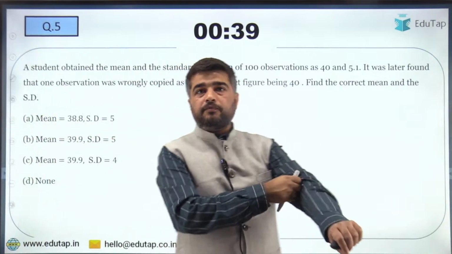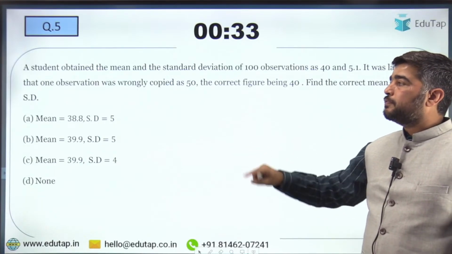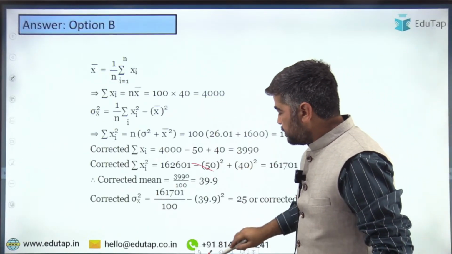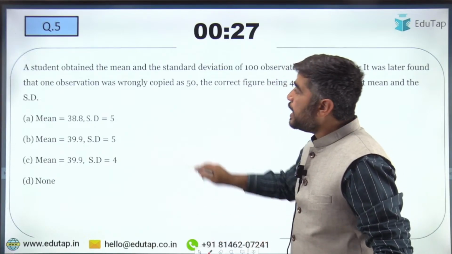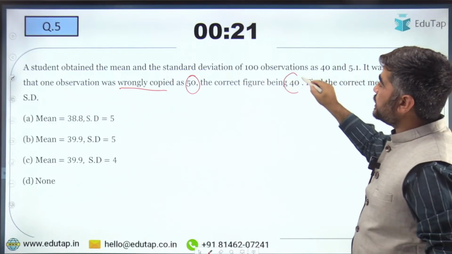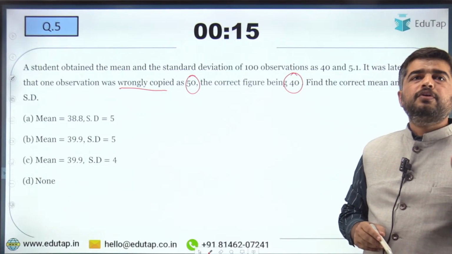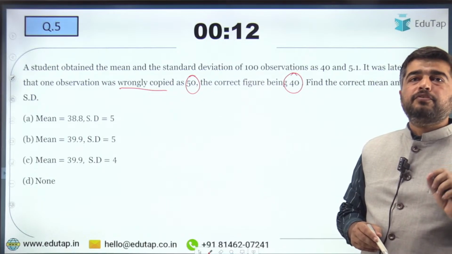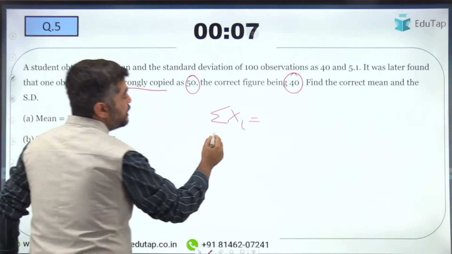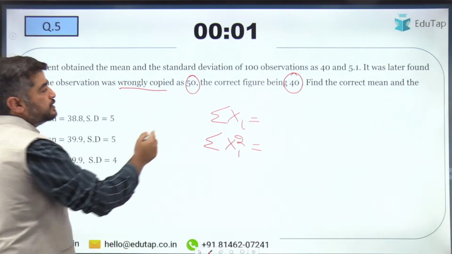Now, such types of questions were asked in the SEBI research officer paper. In such questions there is some mistake, like they have wrongly copied 50 instead of 40, and the correct figure is 40. What you have to do? Remember, this is a very, very important question and you just have to correct a few things. You have to correct the total of xi and the total of xi square. These two things will solve your question.